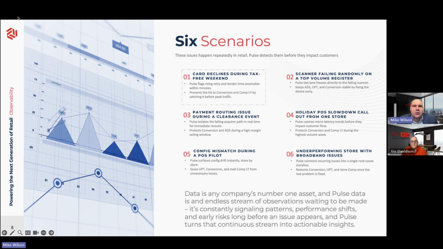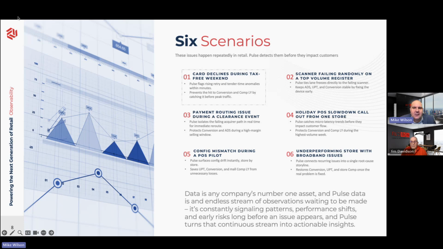Where's that config mismatch? It does compares against golden copy versus non. One that always was big for me was you have these top volume registers within your estate, and you know them very well. In my estate, I knew them very well. What were our top dog stores, top dog registers in those stores, and a scanner is just randomly failing on it. Are you prepared for that? Pulse can raise that up for you very quickly.